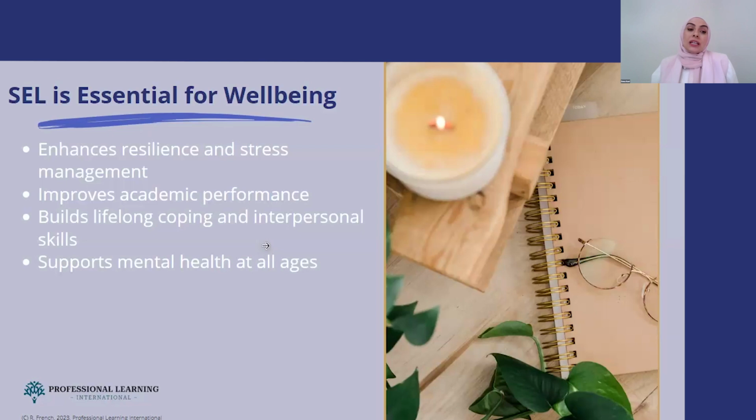So what does it do? Studies say that it enhances resilience, which is something we really need because, as you know, life doesn't go without challenges. We all have challenges and setbacks, but are we really teaching our students to be resilient? And it also enhances stress management. And let's face it, we all have stressful lives, don't we? So it really helps with stress management. It improves academic performance. So studies really correlate good mental health with academic performance.